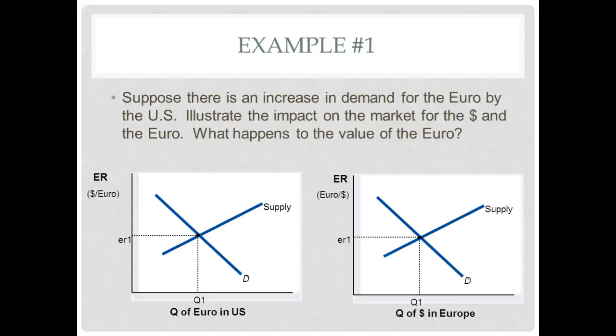Now, what did the directions say? It says, suppose there's an increase in the demand for the euro by the US. Again, we don't know why that would happen. For right now, we just want to understand what happens when this occurs. So there's an increase in the demand for the euro. There it is. Demand is increased. Of course, we know that means that the exchange rate is going to rise. Or in other words, another way of saying that is that the number of dollars that you're going to get for the euro has increased.